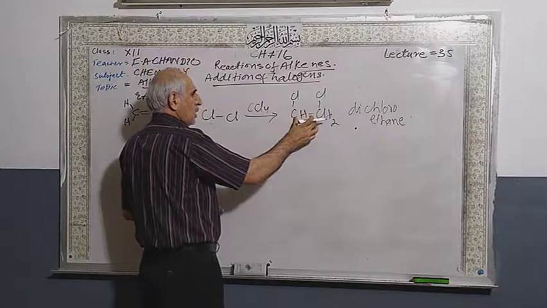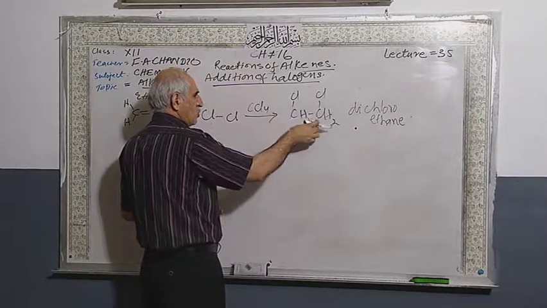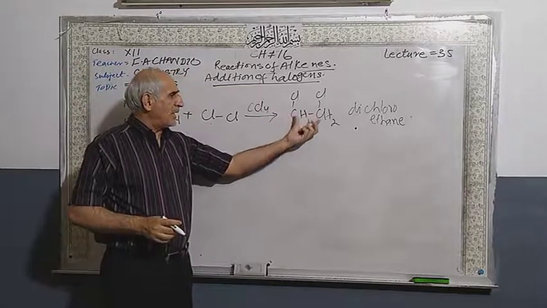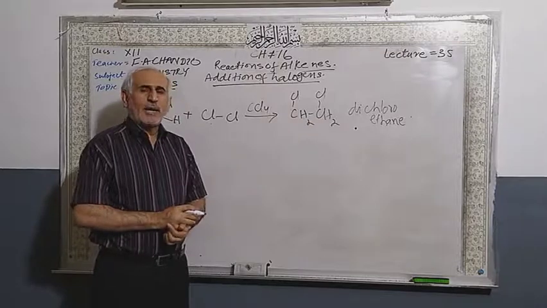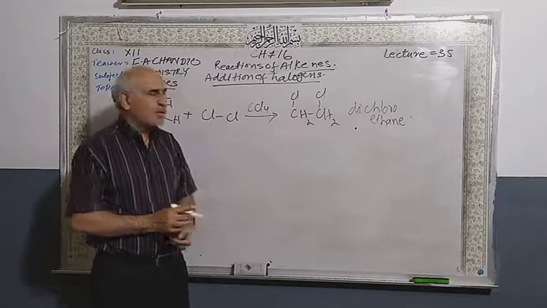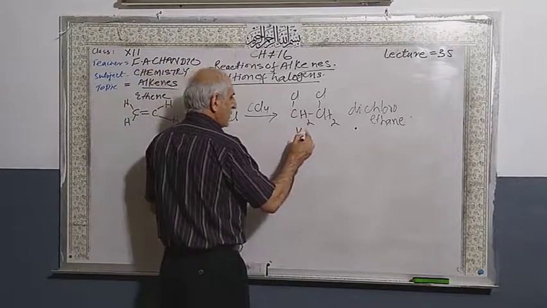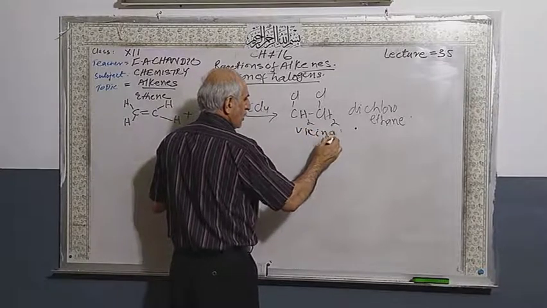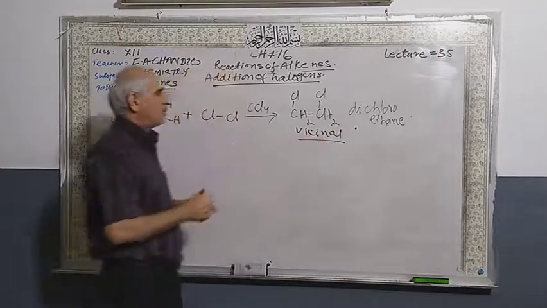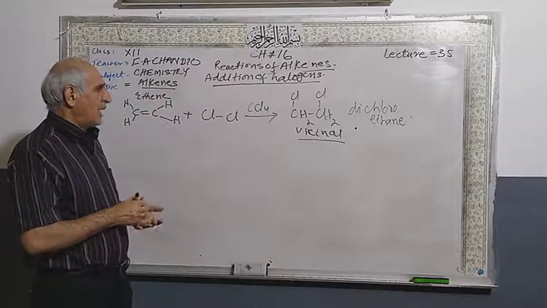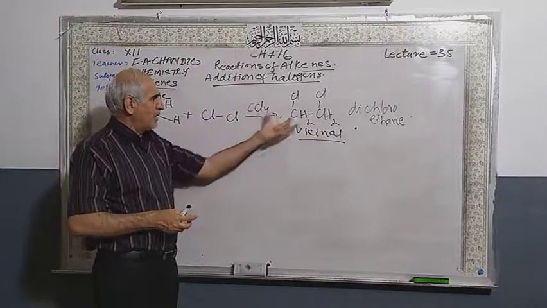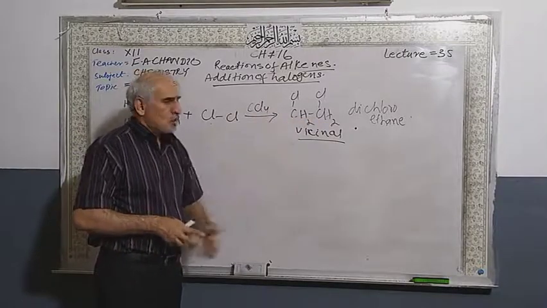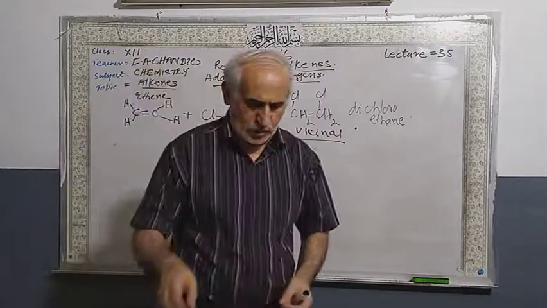These two chlorine atoms are symmetrical, and they are on neighboring carbon atoms, so we call it a vicinal dichloride. Neighboring means adjacent carbon atoms. So we call this a vicinal dihalide also, vicinal.